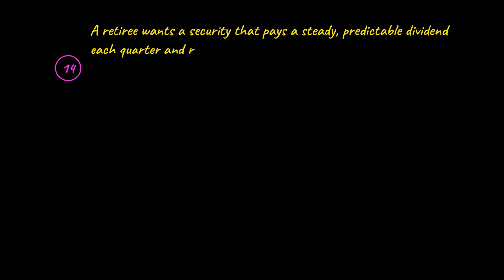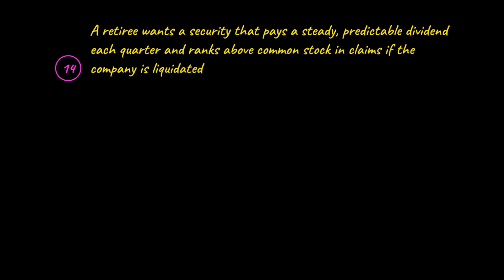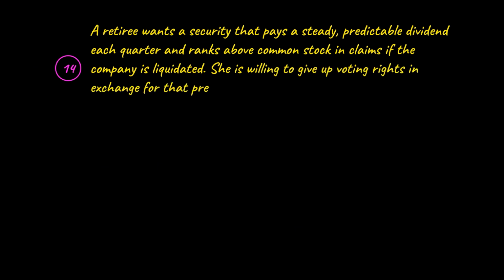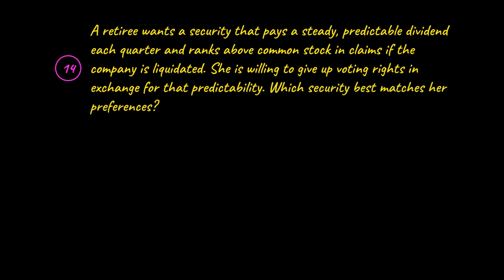Question 14. A retiree wants a security that pays a steady, predictable dividend each quarter and ranks above common stock in claims if the company is liquidated. She is willing to give up voting rights in exchange for that predictability. Which security best matches her preferences?